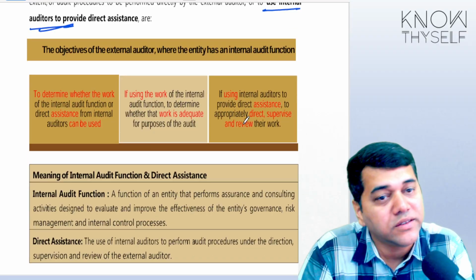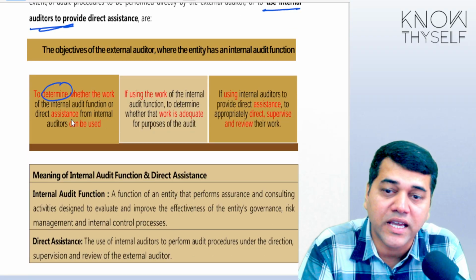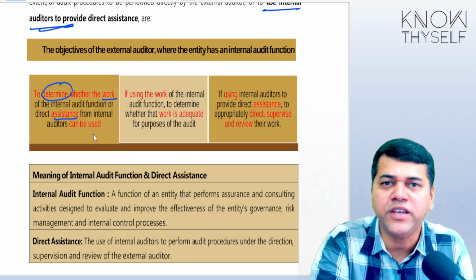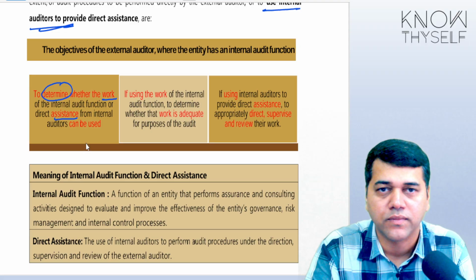So what is your objective in such cases? First, you determine whether you can use the assistance or the work. First thing you see: can you use their work or assistance? That's the first thing.